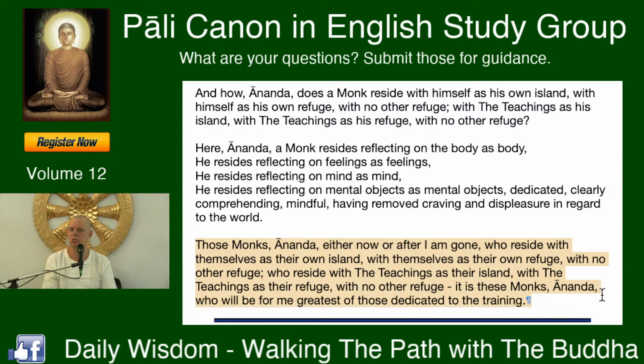Because a Buddha is just interested in having their teachings preserved in the world. So those people who are dedicated to truly practicing them, that's going to help the teachings to be preserved in the world. So that's why the Buddha is saying those who are dedicated to the training, they're greatest for him, meaning they're the ones who are doing the most work to preserve the teachings in such a way that countless people can then learn them and practice them.